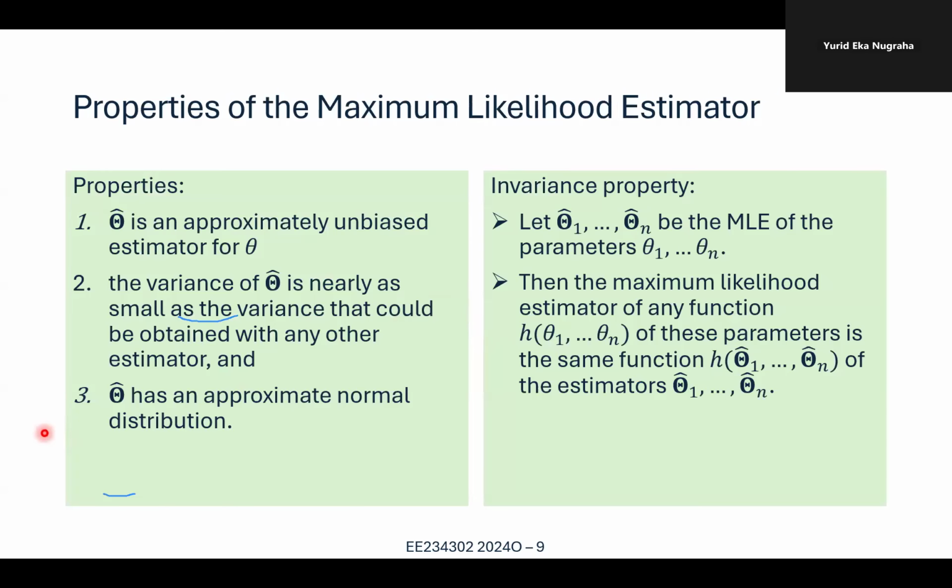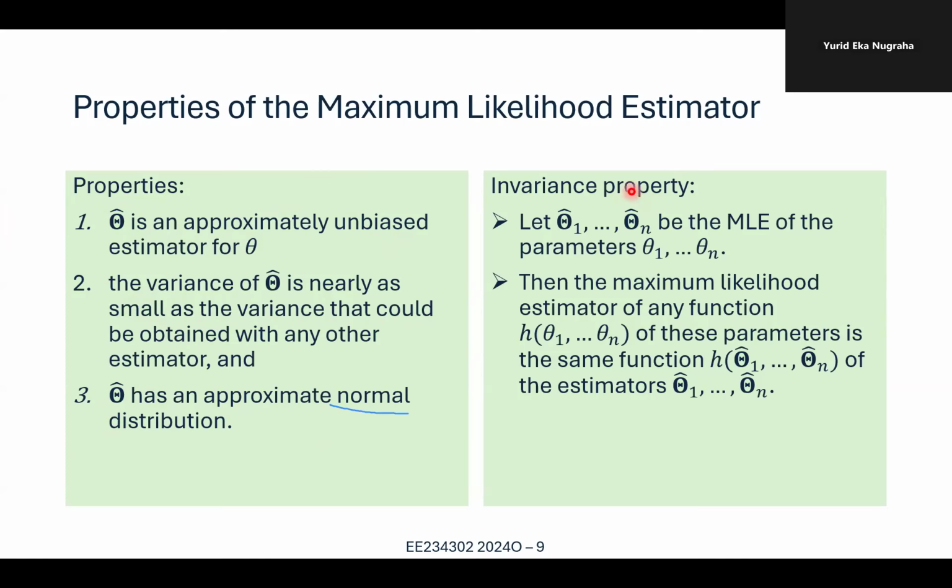There are some properties of the MLE. The first one is that capital theta hat is an approximately unbiased estimator for theta, and the variance of capital theta hat is nearly as small as the variance that could be obtained with any other estimator, and capital theta hat has an approximate normal distribution. So this is the key.